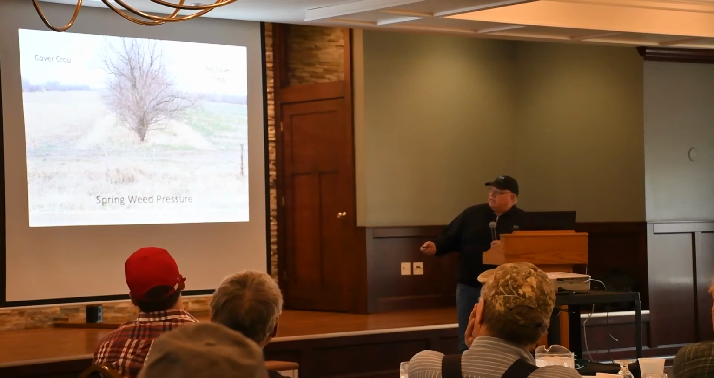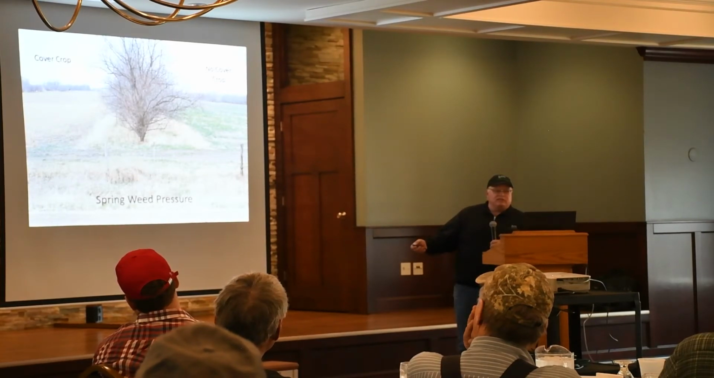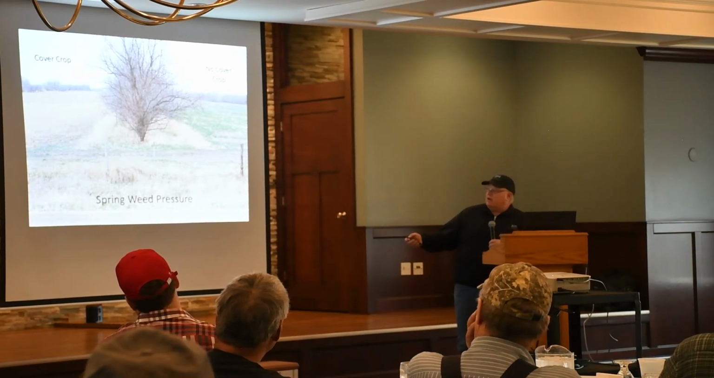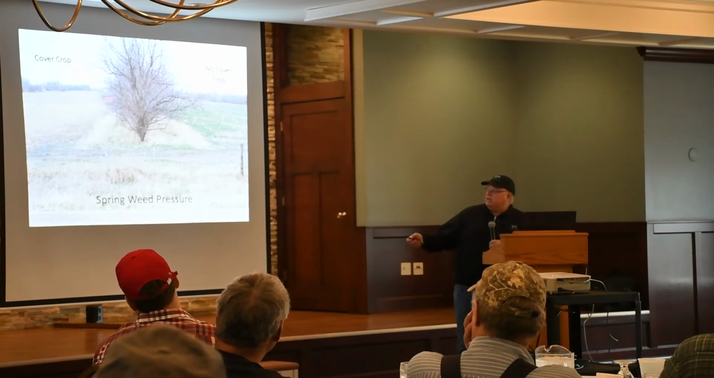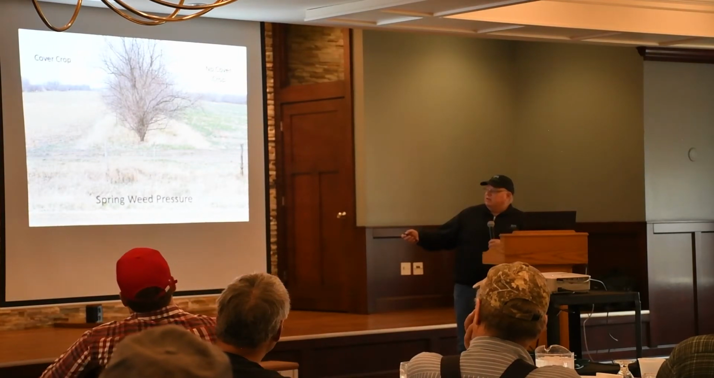This gentleman had a pea crop on both sides of this tree row the previous year. Planted a cover crop here, grazed it with livestock, sprayed this side the previous fall, no cover crop. Look at the next spring. Not going to need a herbicide there. He's going to have to use a herbicide here.